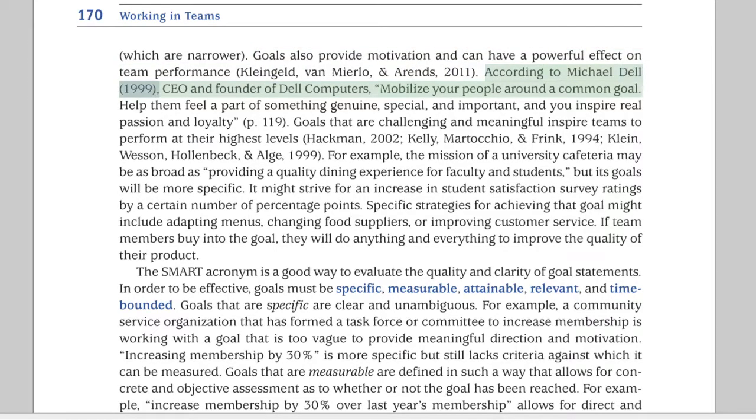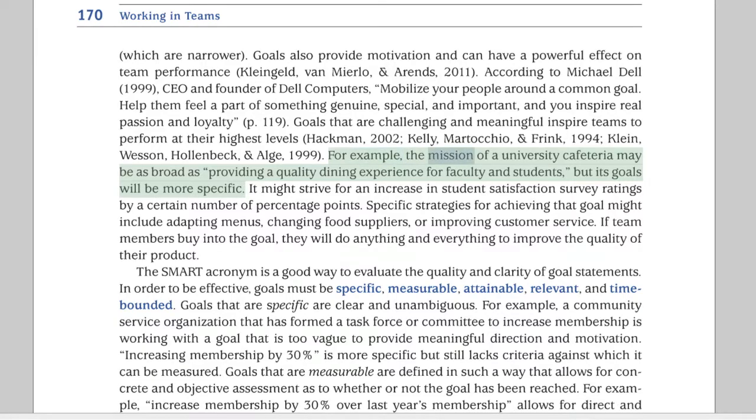According to Michael Dell (1999), CEO and founder of Dell Computers, "Mobilize your people around a common goal. Help them feel a part of something genuine, special, and important, and you inspire real passion and loyalty" (page 119). Goals that are challenging and meaningful inspire teams to perform at their highest levels (Hackman, 2002; O'Leary-Kelly, Martocchio, and Frink, 1994; Klein, Wesson, Hollenbeck, and Alge, 1999).